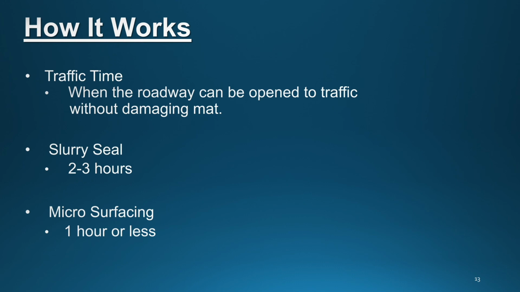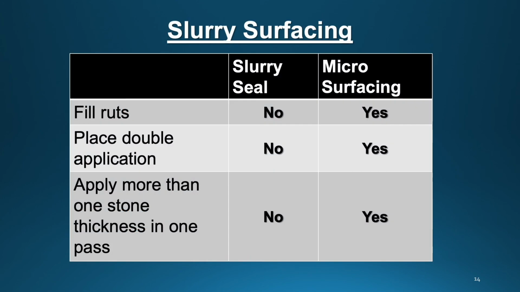Traffic time, obviously, is when the material can be driven on and open to traffic without damaging the mat. As I said, Slurry Seal could take up to 2 or 3 hours depending on the sun, the absence of sun, a little bit of breeze, higher humidity, cooler temperatures, surface temperatures. There's a lot of factors that come into play with delaying the Slurry Seal from being traffic ready, whereas with the microsurfacing and the chemistry in that material, we should expect to have full running traffic in an hour or less. Just a quick cap on that, the benefits and the capabilities and the limitations.